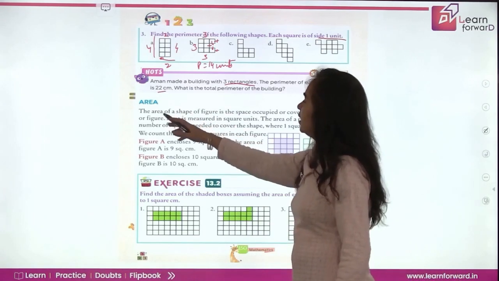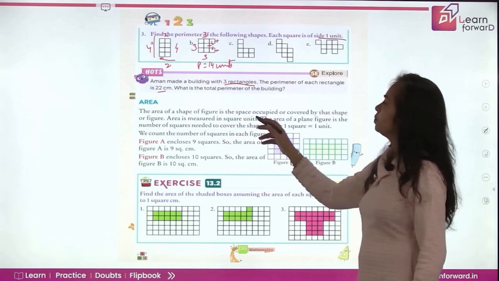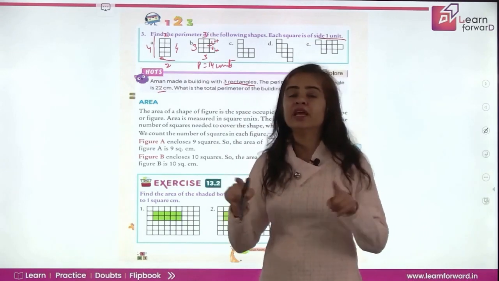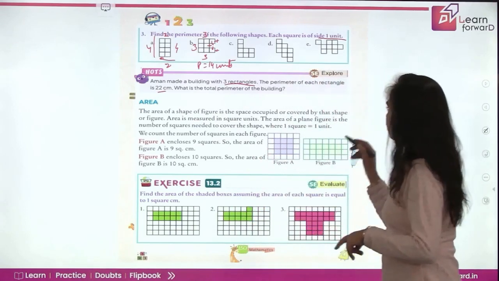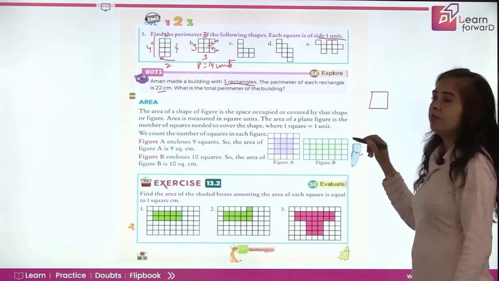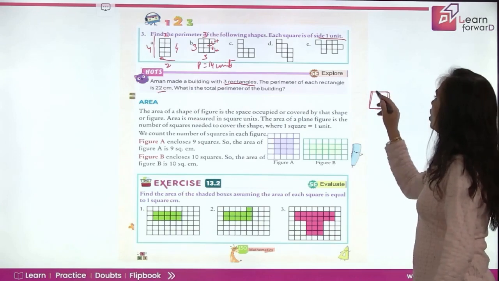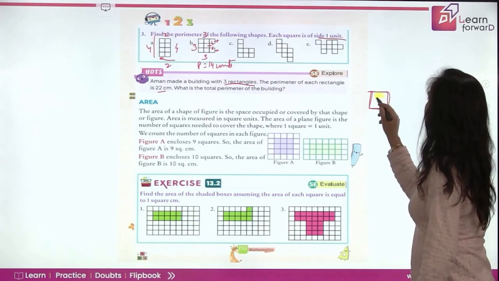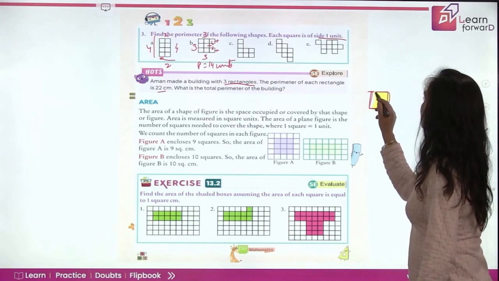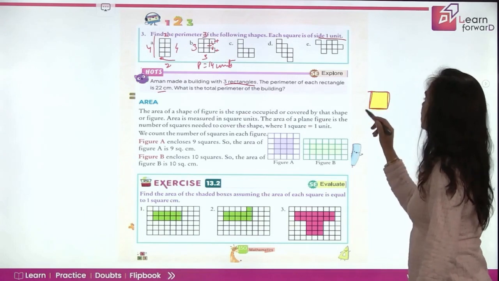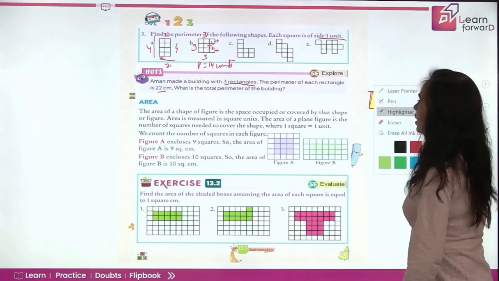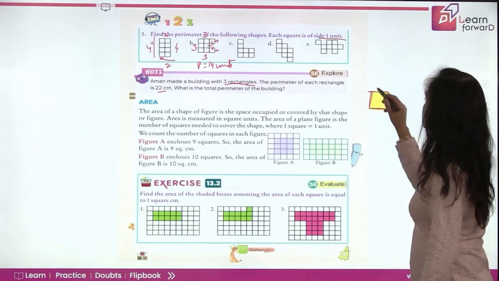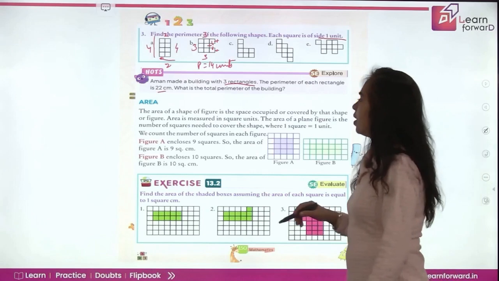Next, area. The area of a shape or figure is the space occupied. What is area, children? Area is actually the region enclosed in a shape. So if I have this as the shape, the boundary is called the perimeter, and what I am shading now is called the area. Within the figure, this whole is called the area. So area is the region, the part enclosed within the shape, within the boundary.